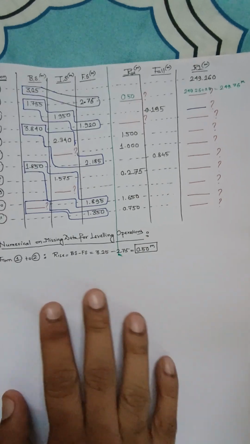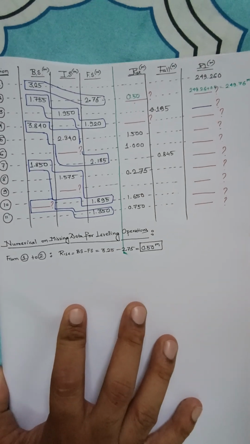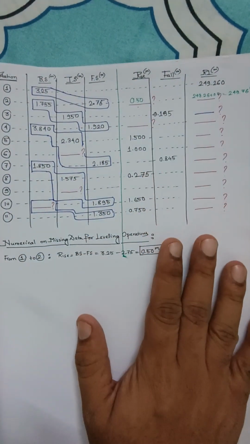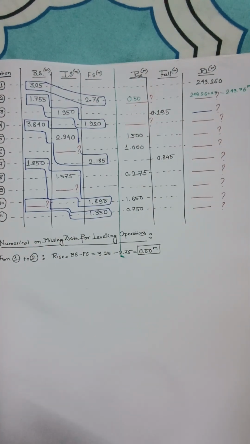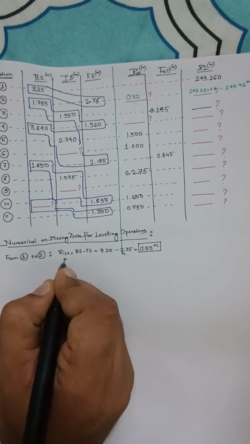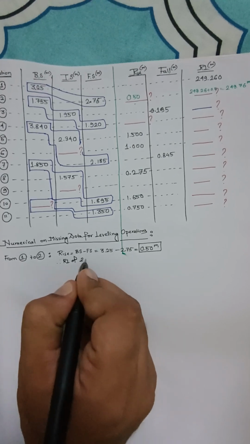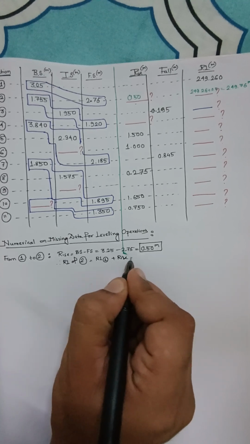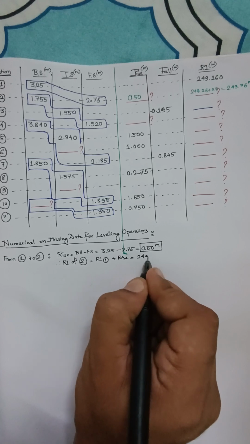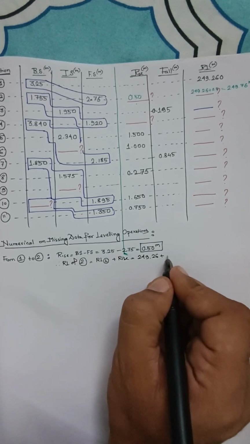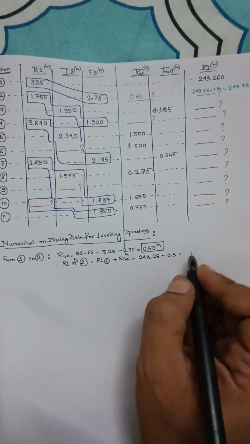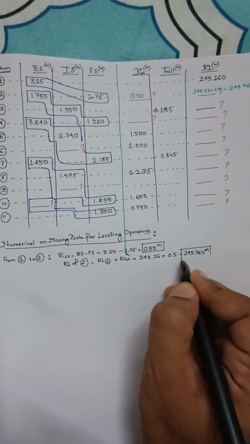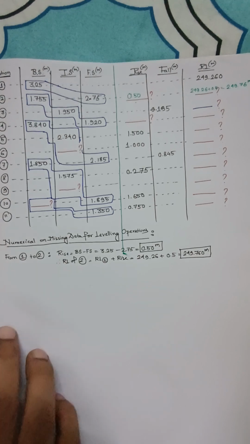249.76. I may not be able to accommodate everything over here, but I'll try my best to fit it inside the screen. So therefore, RL of 2 will be how much? RL of 1 plus rise is equal to 249.26 plus 0.5. It gives us 249.760. There you have your answer. The first two unknowns are now known.